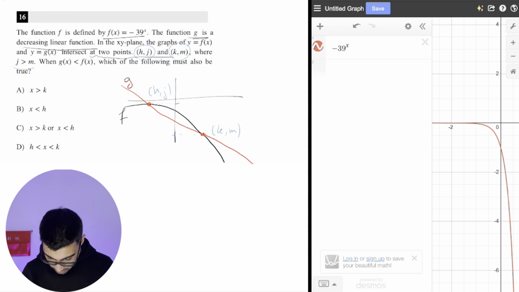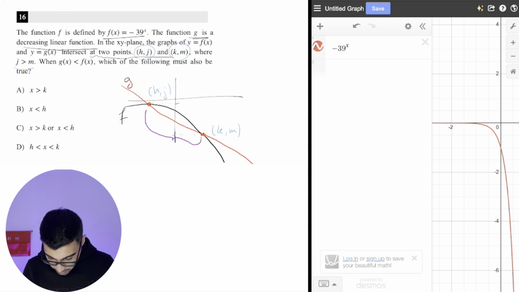Okay, now where j is larger than m. So when g of x is less than f of x, that means when g of x, the line, is below f of x, the exponential function. When g of x is larger than f of x, it means when the line is above the function. So here g of x less than f of x is this part, when the line is below the black one, the exponential function. And if it was g of x larger than f of x, then it would be this area that goes like this, and also here, because at this part the line is above the exponential function. So here the question is talking about this part.